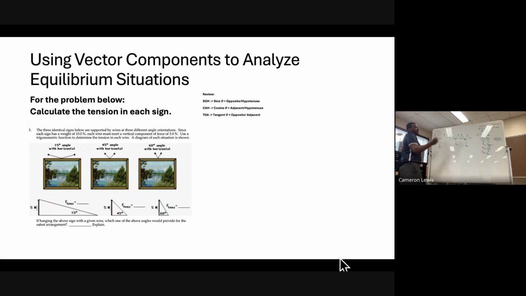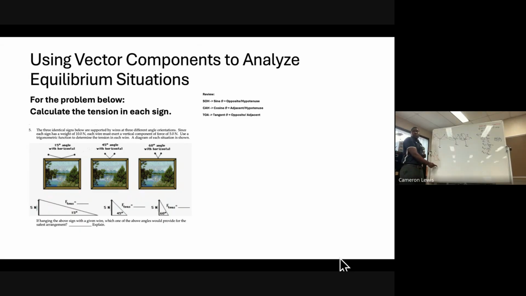When we start treating these vectors like forces or like triangles, now we can actually use what we've seen with trig to pull it out and find the tension value. So let's pull this one out, right? So now I'm here. My tension is what I'm trying to find. I have my vertical component and I have an angle.